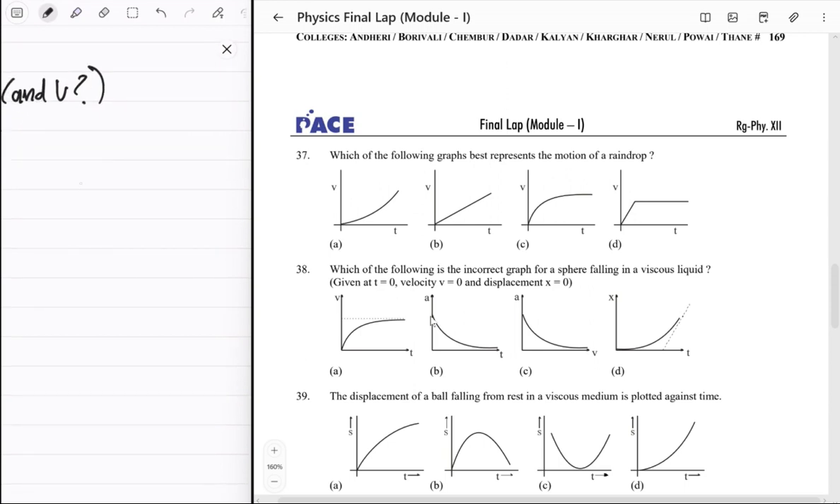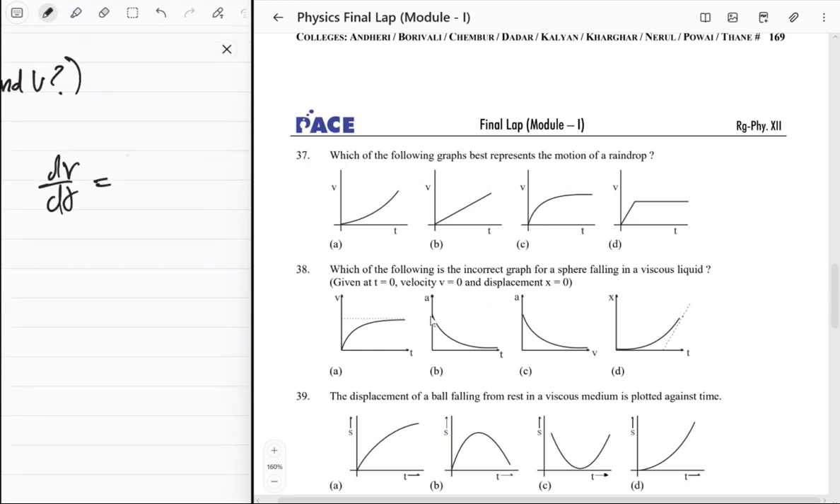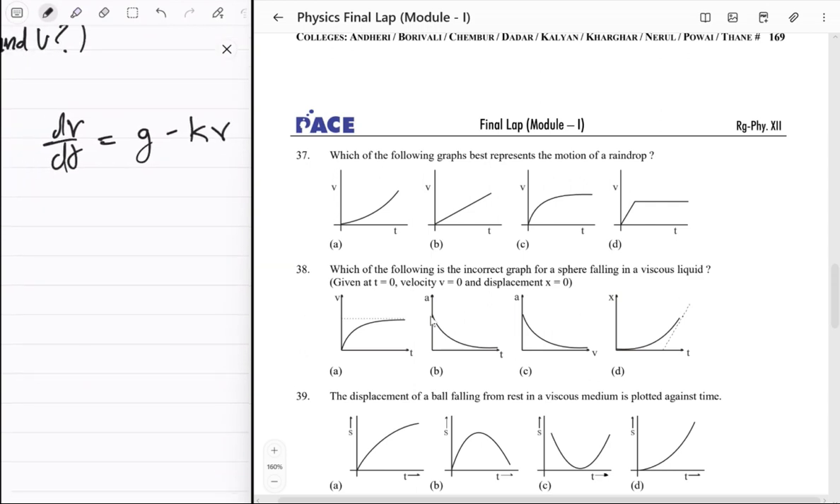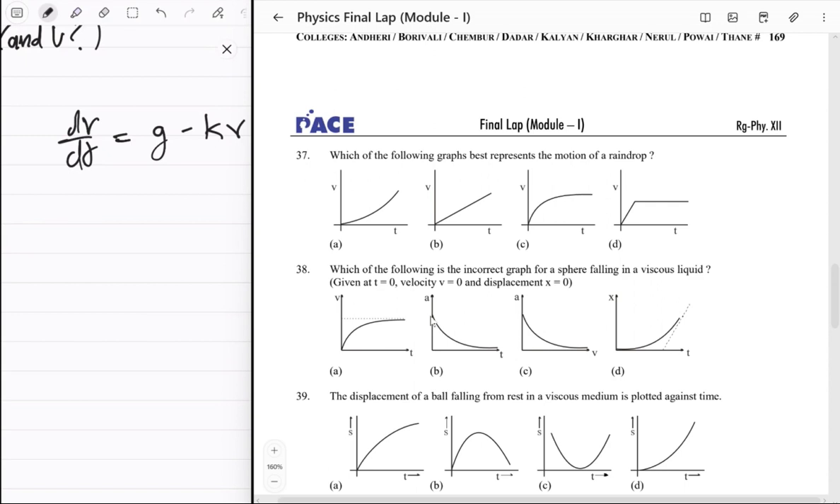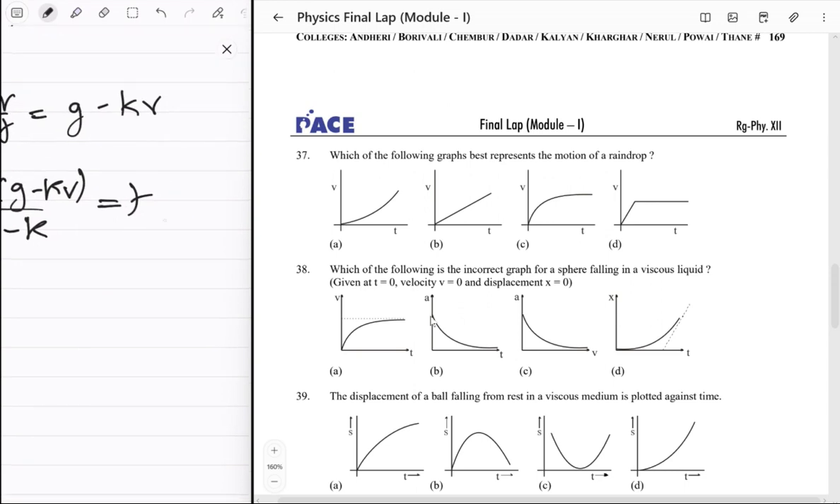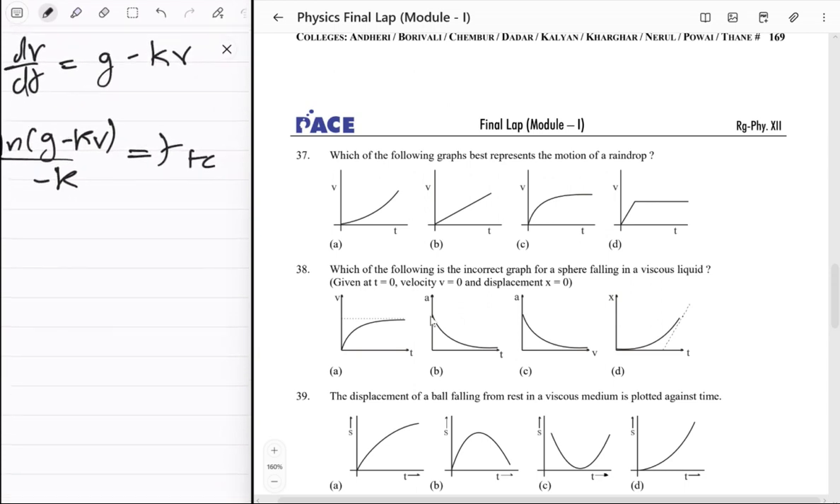So क्या है इसका डिफरेंशियल इक्वेशन कैसा होगा? Like dv upon dt is equal to, so कोई तो भी कांस्टेंट है इसमें g minus जो इसकी वेलोसिटी से प्रोपोर्शनल कुछ तो भी है. So yeah, like this thing. Of course, that's how it's supposed to be. So yeah, natural log of g minus kv upon negative k is equal to t plus some kind of constant, whatever. Initially t zero है ना, so just go from zero to v finally.